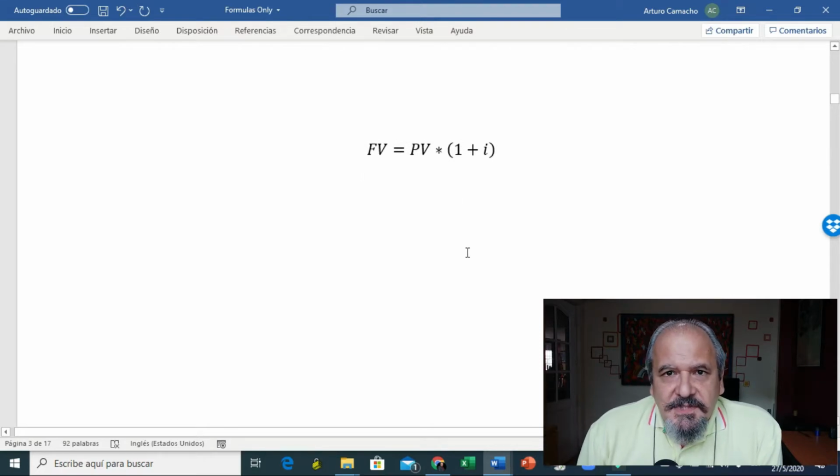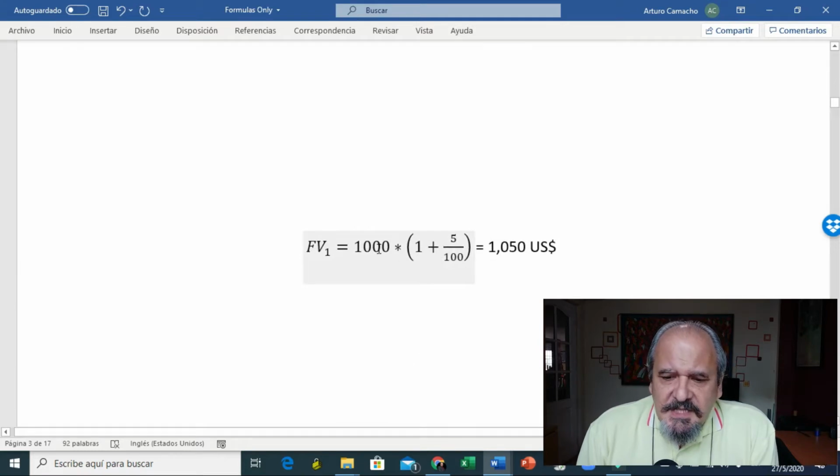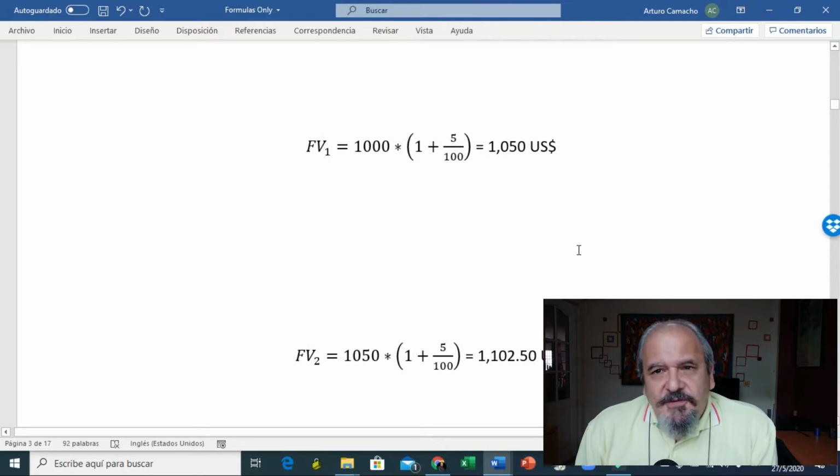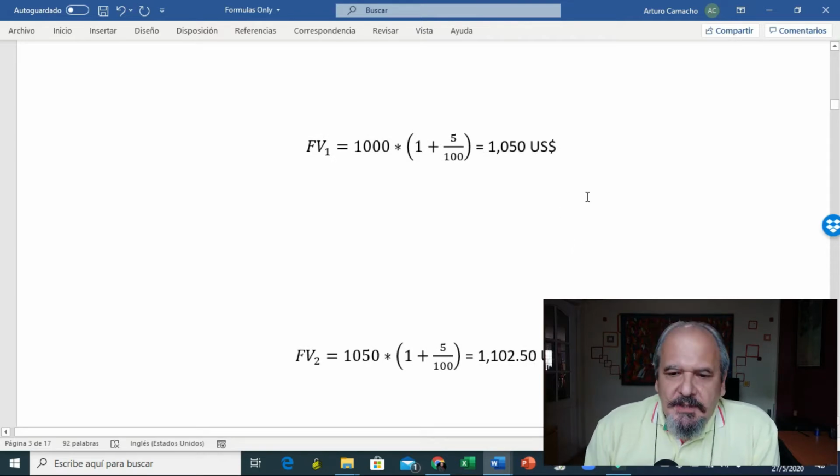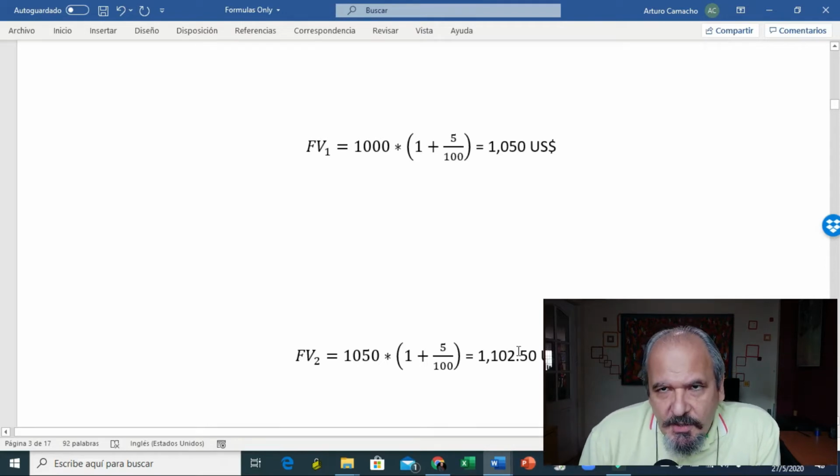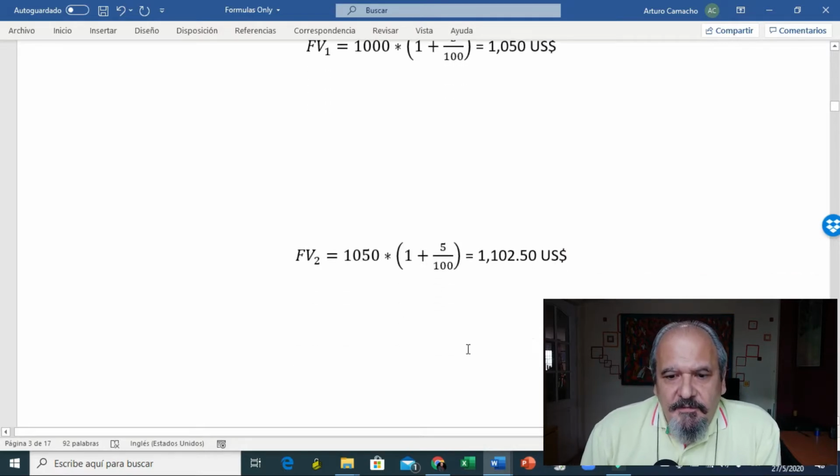So what happens after that first year? Let's see the example we just did. This $1,000 transforms into $1,050 after 1 year. After 2 years, we should then use this $1,050 as the new principal and calculate again the 5% we gain. So we'll obtain $1,102.50. This $1,102.50 should be the principal for our third calculation of interest.